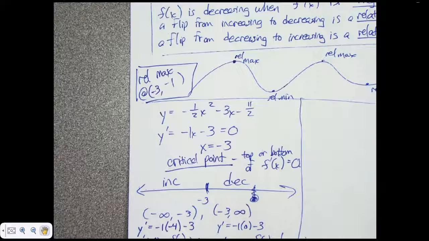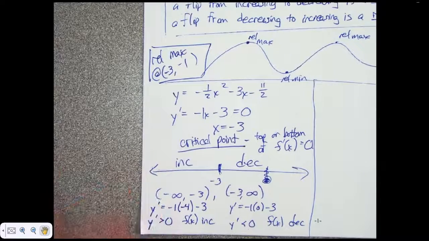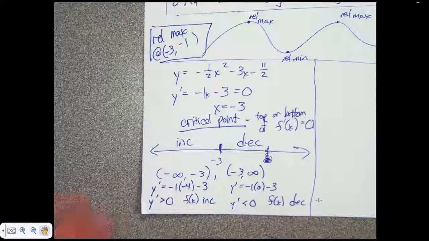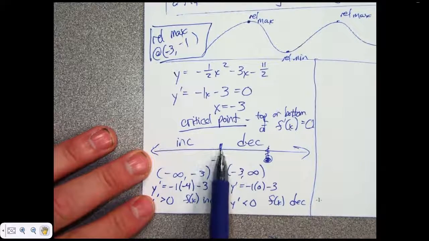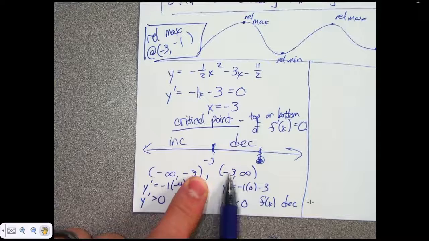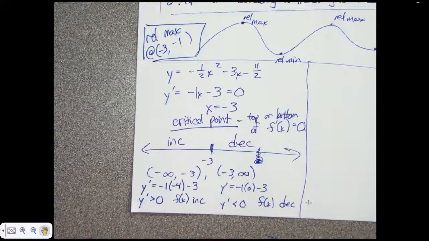I think before we do another one, I think I can go over. Yeah. When you put the parentheses around negative infinity and negative 3 and then negative 3 to infinity, is it going to be hard brackets anywhere? No, it can't be hard brackets because at negative 3 the function is not increasing or decreasing. It's flat. So you can't include negative 3 in either of those. And then infinity and negative infinity, you can never put a bracket in. Okay.